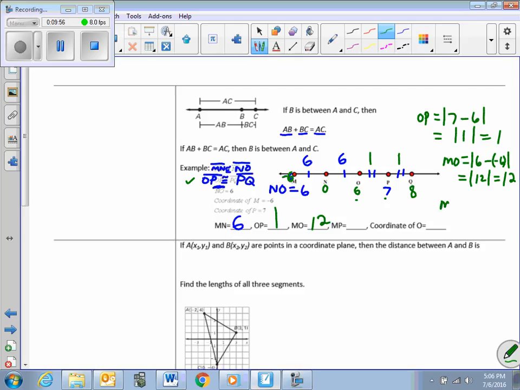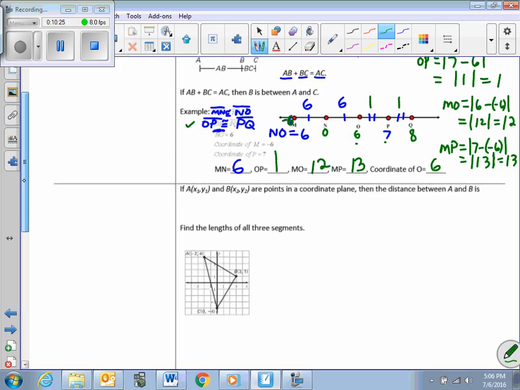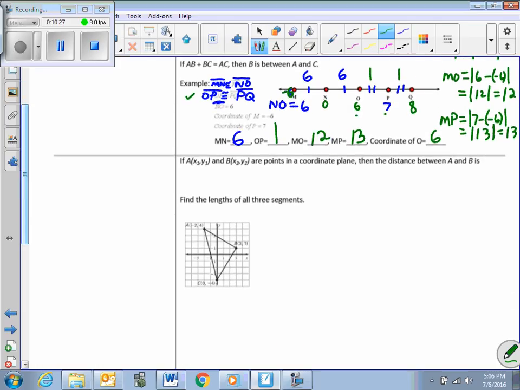MP. MP is the absolute value of 7 minus negative 6, because that is the coordinate of M. So that's the absolute value of 13, which is 13. And the coordinate of O is 6. We had that there already. All right, this is hard to see, so hopefully I haven't mislabeled any of my letters there and made an error. If you think so, then please let's talk about it in class.